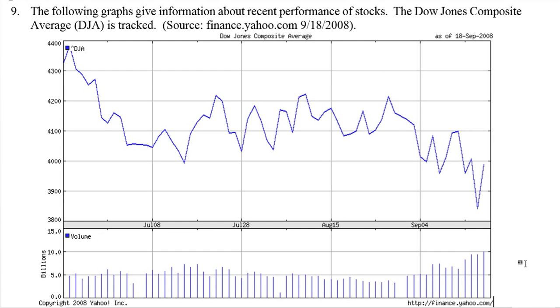All right, so there's a lot of information here. What's going on? Well, this is the date here: July 8th, July 28th, August 15th, September 4th, and the days in between. And this is the level of the Dow Jones average. It's an average price index of certain stocks, industrial stocks. And down here is the volume of trading, which is given as a bar graph on each of those days.